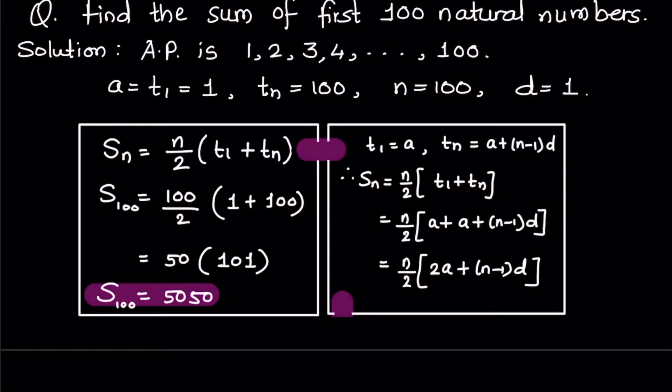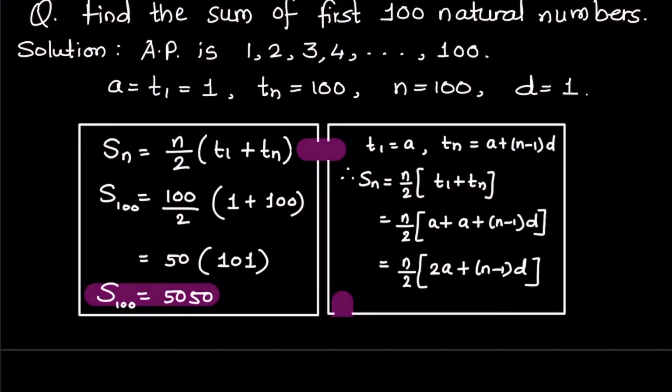Now this formula: Sn equals n by 2 into T1 plus Tn. Here I have applied this formula because I know the first term, the last term and the total number of terms. So comparatively this formula will be easy to apply. So 100 upon 2 into 1 plus 100, and by solving this I will get 50 into 101, which is 5050. The second formula, the a plus n minus 1 d type formula, uses a and d.